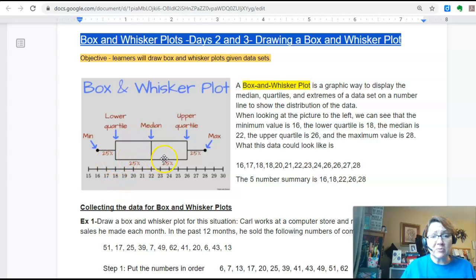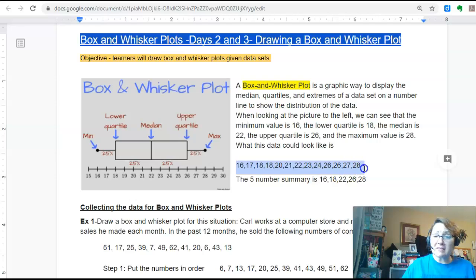So when you have a box and whisker, you have a box in the middle like this, and then you have 2 line segments going out, which are the whiskers. A box and whisker plot is a way to show the median, the quartiles, and the highest value and the lowest value. So let's look at an example.